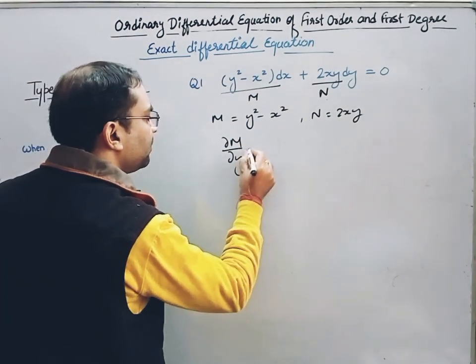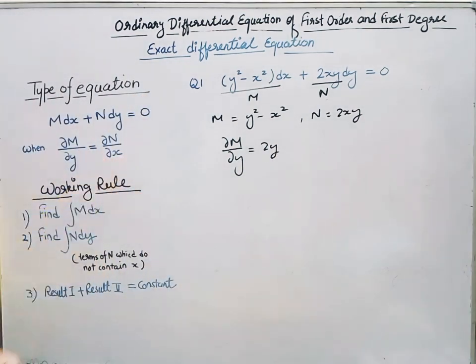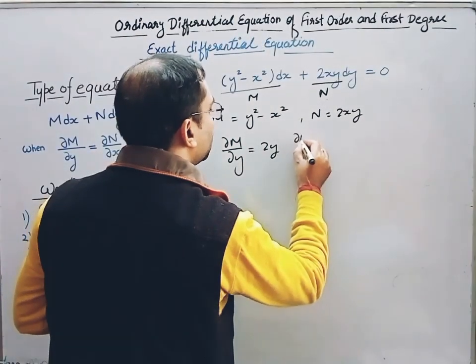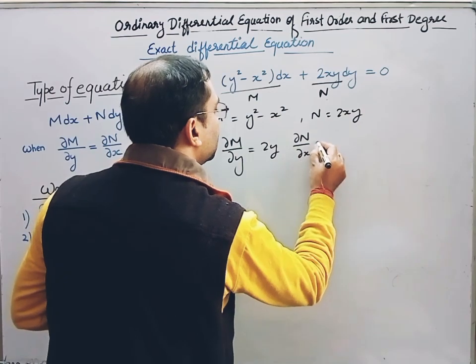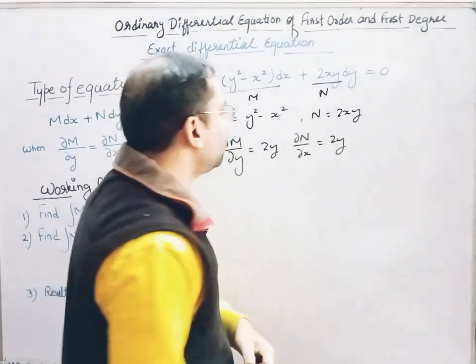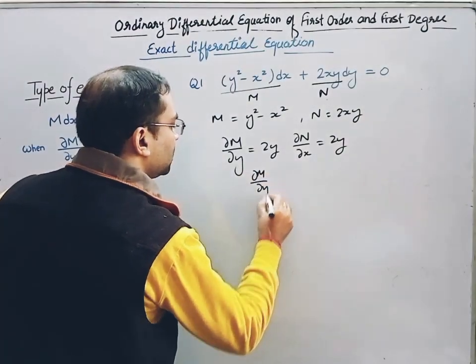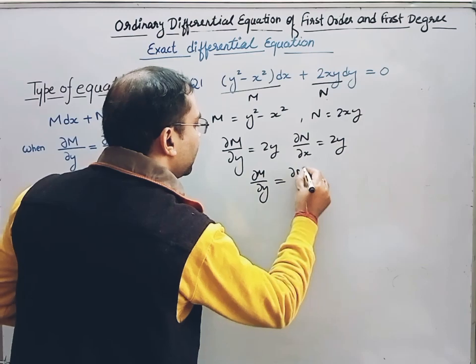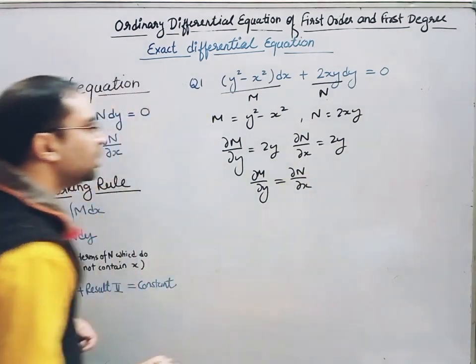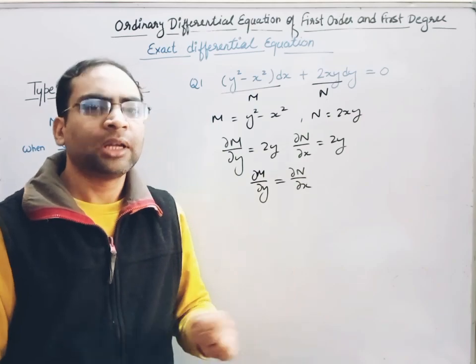So del M upon del y will be 2y, and we are also calculating del N upon del x. So here del N upon del x is also 2y. So we partially differentiate this with respect to y. So here we can see the condition meets, del M upon del y is equal to del N upon del x. So we conclude that the above given equation is the exact differential equation.